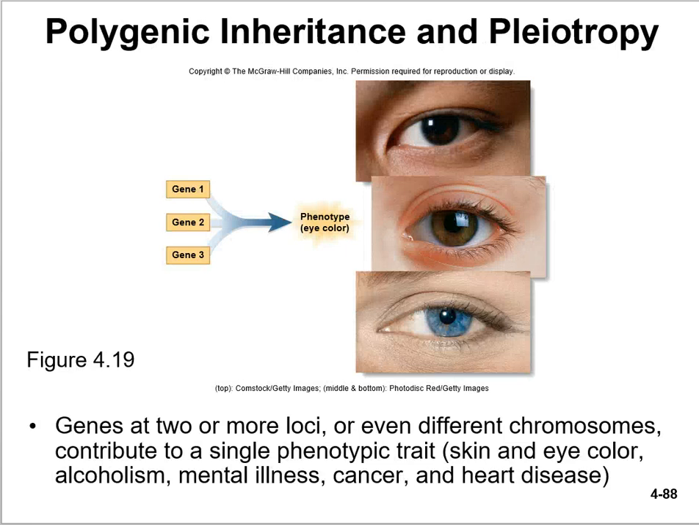Polygenic or multiple gene inheritance is a phenomenon in which genes at two or more loci, or even on different chromosomes, contribute to a single phenotypic trait. Human eye and skin colors are good examples of polygenic traits.